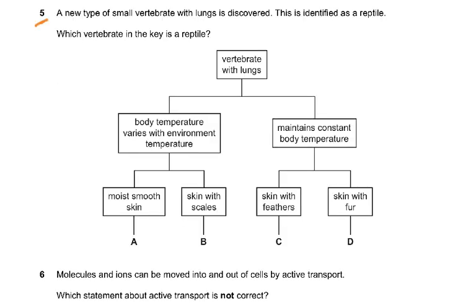Question number 5, a new type of small vertebrate with lungs is discovered. This is identified as a reptile. Which vertebrate in the key is a reptile? Vertebrate with lungs, body temperature varies, maintains constant body temperature, moist smooth skin, and skin with scales. So the answer was B. It is body temperature varies with the environment. Reptiles, like you see lizards, are not seen in the winters and seen in the summers only.